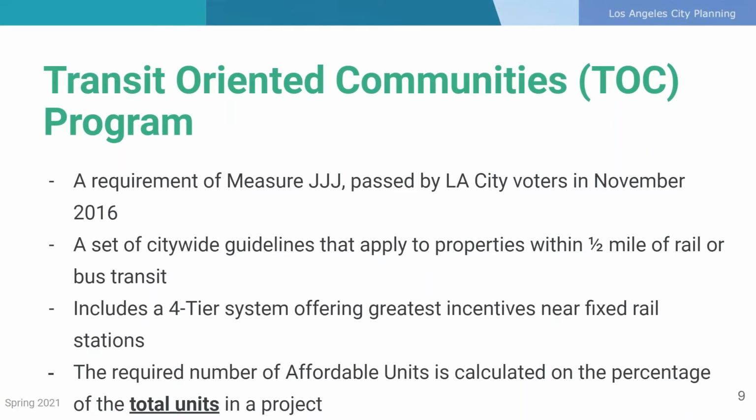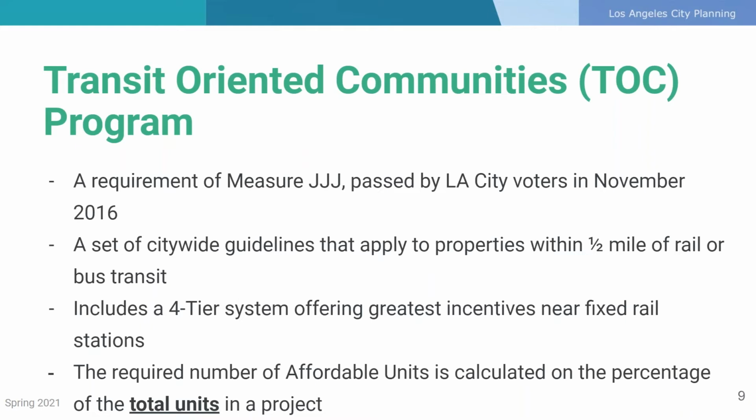The TOC program is specific to the City of LA and was a requirement of Measure JJJ that was passed by LA City voters in November of 2016. The citywide guidelines were implemented in 2017, and they apply to properties within a half-mile of rail or bus transit. The current TOC guidelines will expire in 2027 and can be extended for an additional 5 years by City Council.